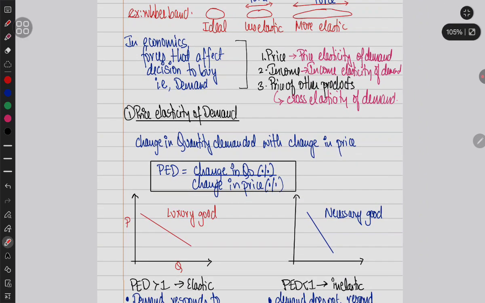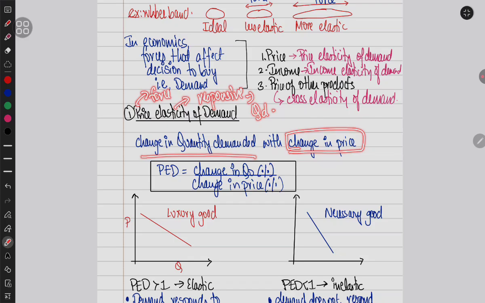Okay, so first we will be understanding price elasticity of demand. See, just break down the word here. Price is the force here. Elasticity is nothing but responsiveness. Responsiveness of quantity demanded, right? So change in quantity demanded with change in price, मतलब अगर थोड़ा प्राइस चेंज होने पे कितना डिमांड चेंज होगा, ठीक है? If there is less change in price, and if there is less change in quantity demanded, then it is less elastic.